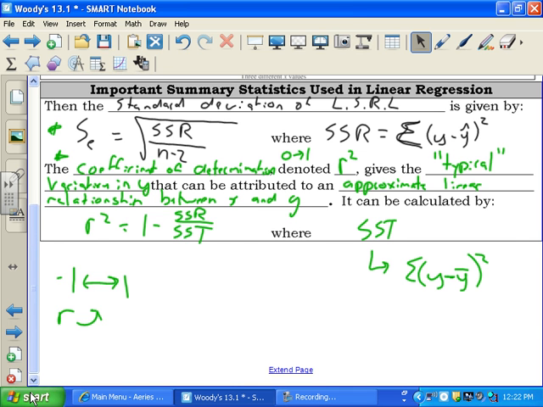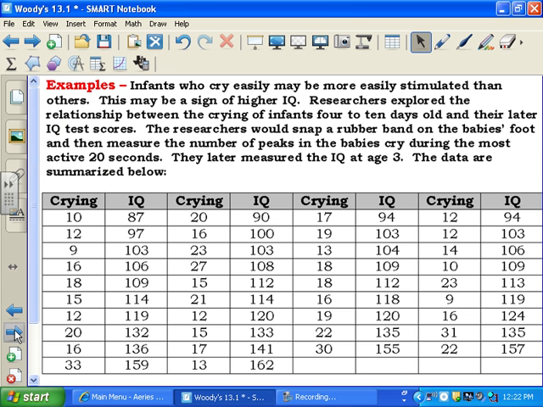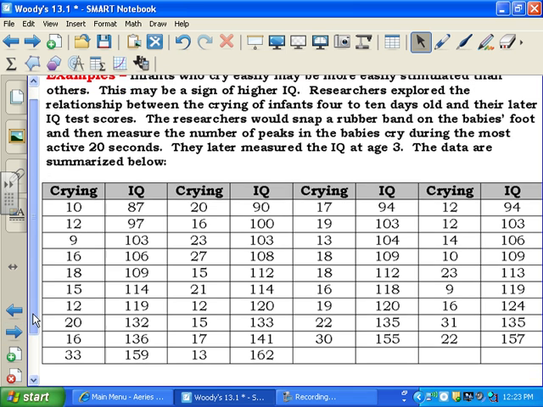Because Stephanie's back today, I have another encouraging example for us. Because she always says we have the most uplifting examples in class. Infants who cry easily may be more easily stimulated than others. This may be a sign of higher IQ. So researchers explore the relationship between the crying of infants 4 to 10 days old and their later IQ test scores. The researchers snap a rubber band on the baby's foot and then measured the number of peaks in the baby's cry during the most active 20 seconds. They later measured the IQ at age 3. Here's the data in this table.